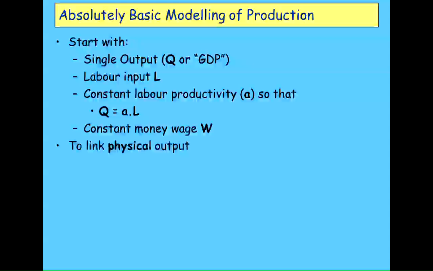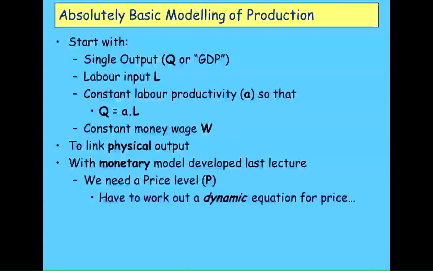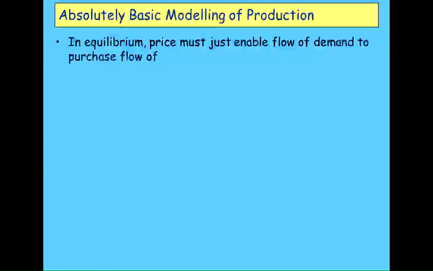Now, to link the physical system I'm building up here to the monetary one I've built so far, I need a price level. So I have to derive some sort of relationship for prices, and it's going to be dynamic. I'm not going to be using a static price equation here. And I'll start with the question of, well, where would you be if you're in equilibrium? And I'm not going to end there. Again, it's a heuristic to work on further. So in equilibrium, price would just enable the flow of demand, and I'm talking in flow terms here, demand per unit of time, to equal the flow of output at the same time. Therefore, there's no pressure to adjust that price level.